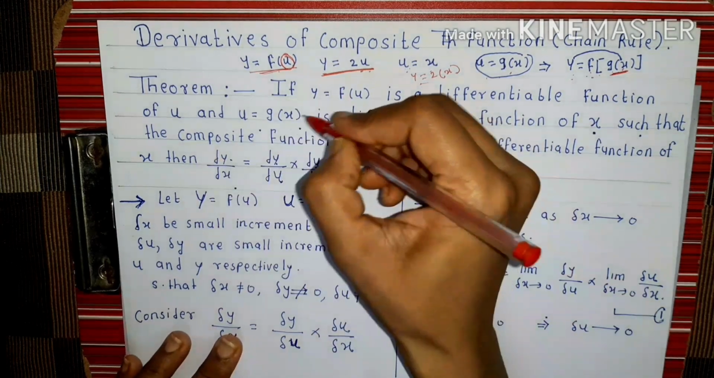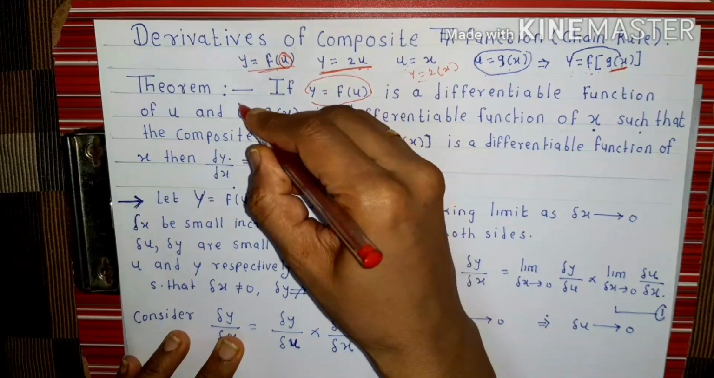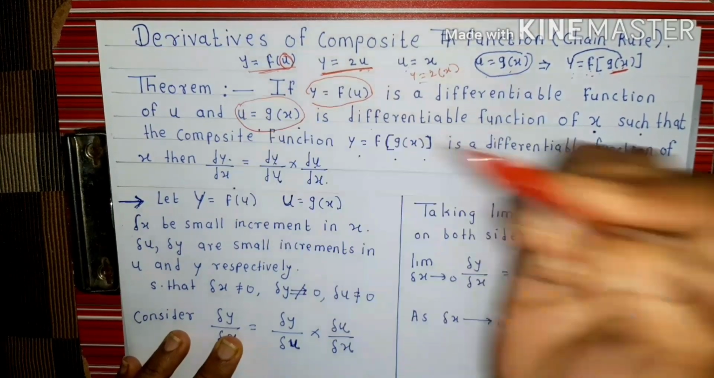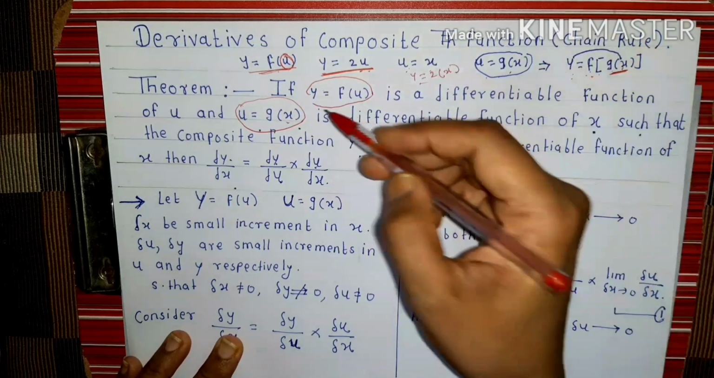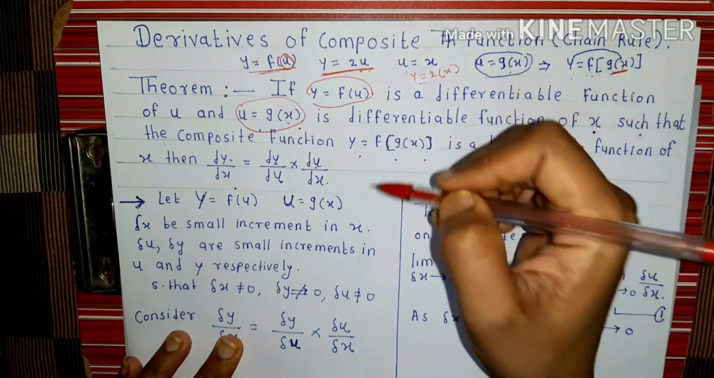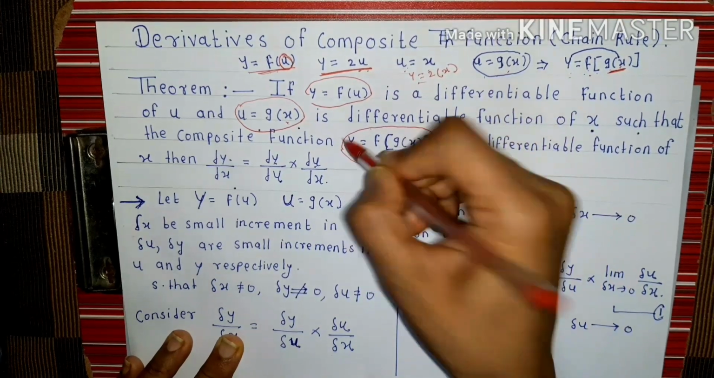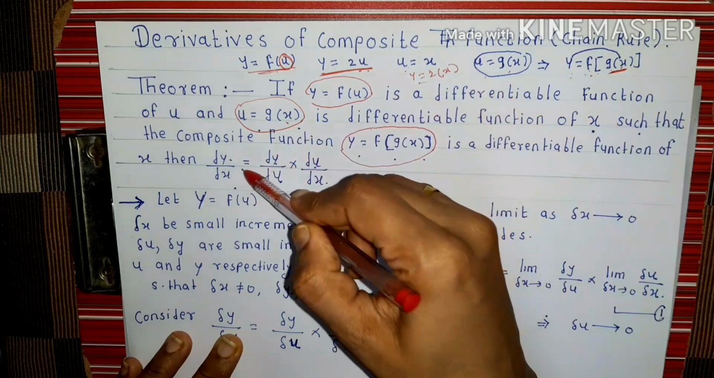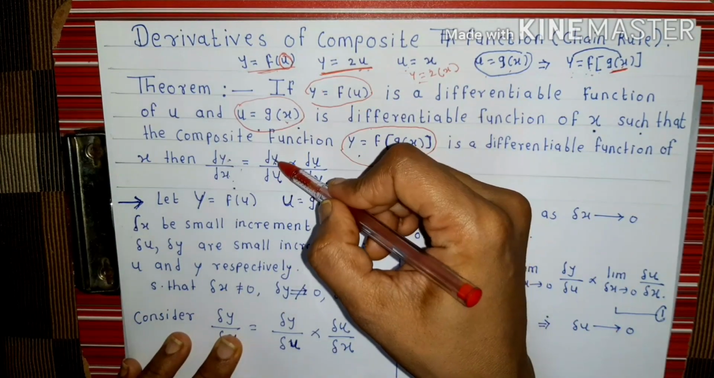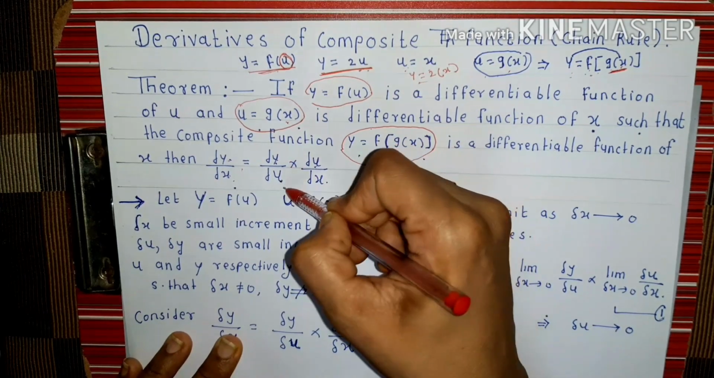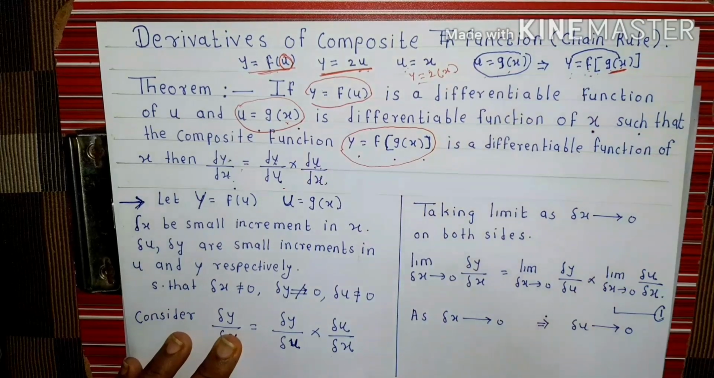Here in the statement we are given that y is a function of u and u is a function of x. Obviously y is a differentiable function of x, and therefore while differentiating y with respect to x, first we have to differentiate y with respect to u and u with respect to x. Now let us prove the theorem.